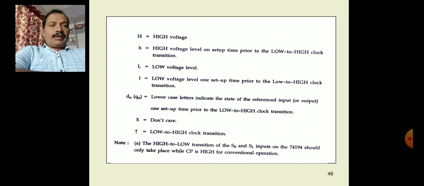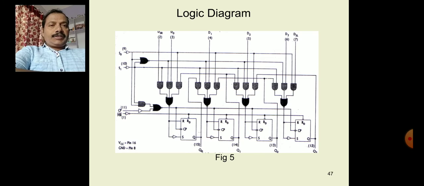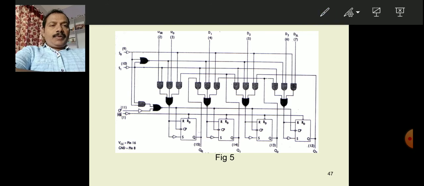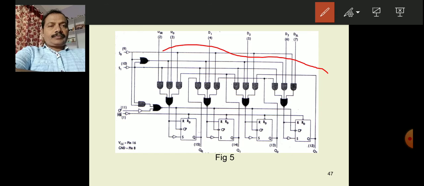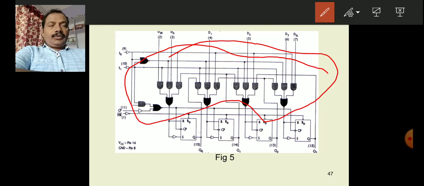So this is already I have told you. This is a logic diagram of universal shift register. With the help of this gate circuitry, we are able to do all these operations, setting the mode bits accordingly, enabling the corresponding AND gates, and thus loading the parallel data or shifting left or shift right. So all these operations can be performed with the help of this universal shift register.